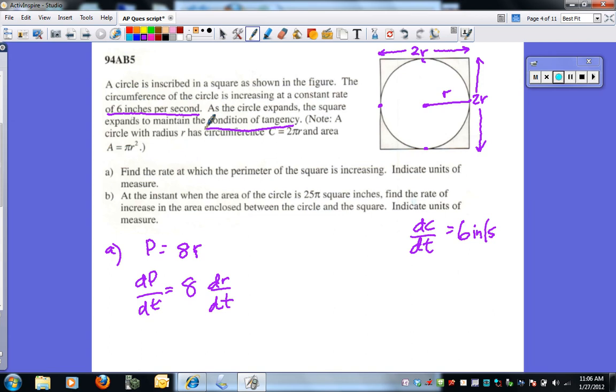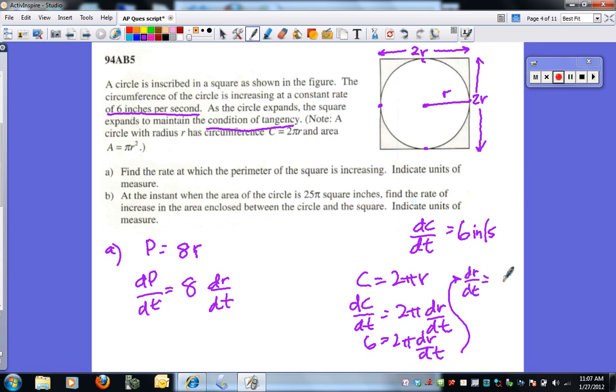Well, I have a circumference here, and I have the dC/dt, so maybe I can use the circumference formula, 2 pi r. If I take the derivative of this, I get dC/dt, and then I get 2 pi dr/dt. Oh, that's what I'm looking for, dr/dt. I know dC/dt is 6. We have 2 pi dr/dt, so what happens? Divide both sides, and I have dr/dt equal to 6 over 2 pi, or 3 over pi. So this is inches per second. So now we have our dr/dt. So our dP/dt is going to equal 8 times 3 over pi, which is 24 over pi inches per second. Don't forget your units.